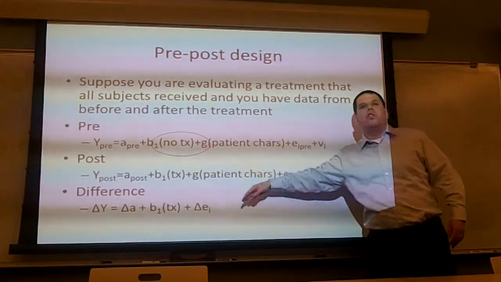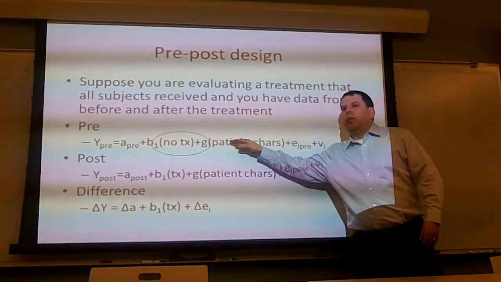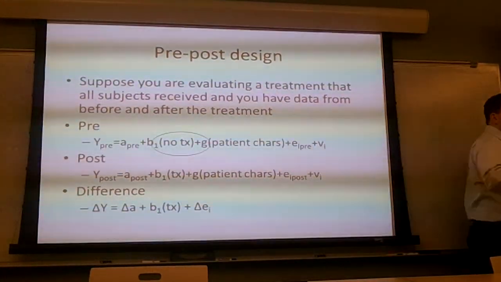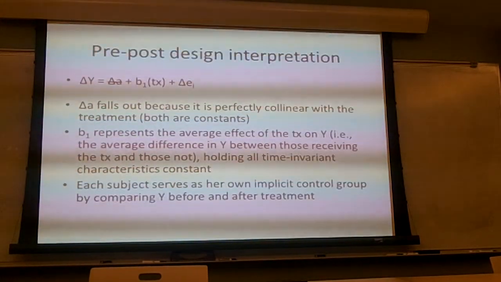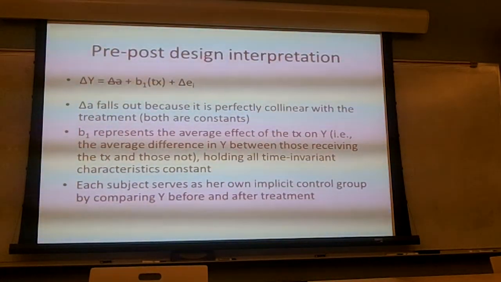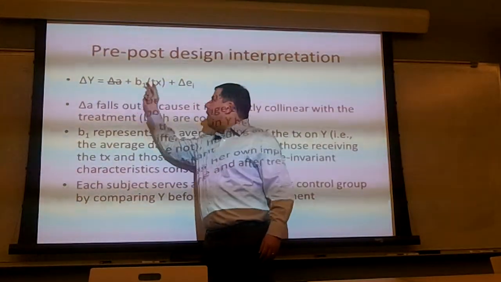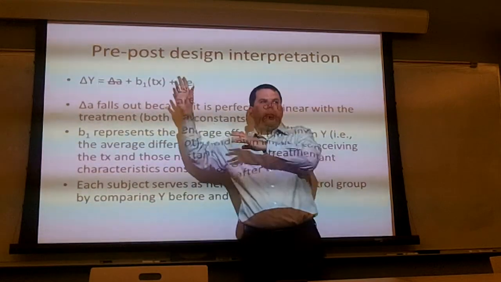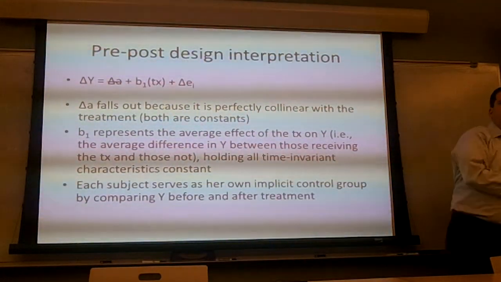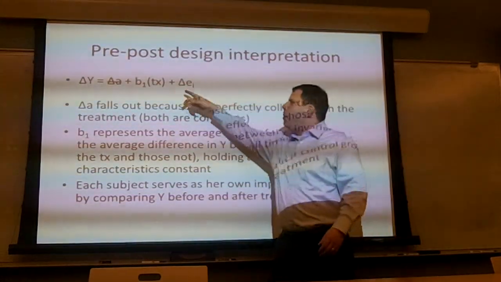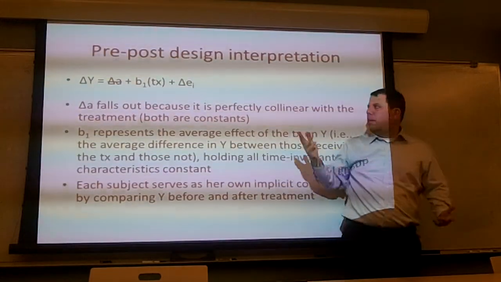Patient characteristics that are assumed to be time invariant, but still observable. Time invariant, we subtract them. Subtracting something from itself, you get 0. It falls out. So we get some pre-post design interpretation here. Actually, it turns out that the intercept is going to fall out because in this particular silly example, nobody got the treatment in the pre-period, everybody got the treatment in the post-period. So the treatment and the intercept are going to be perfectly correlated with each other. One of them falls out, it doesn't matter which one.